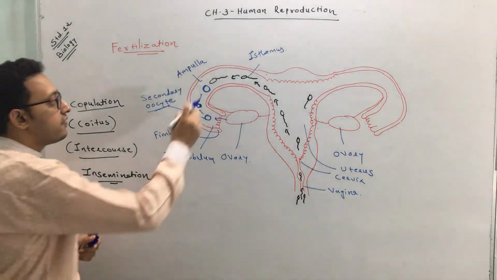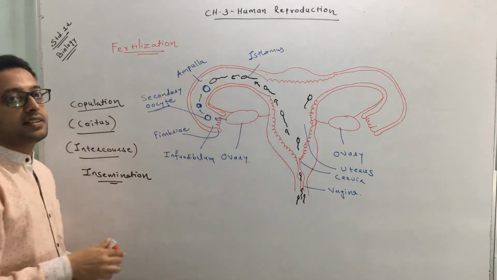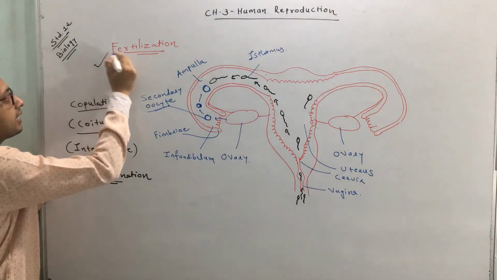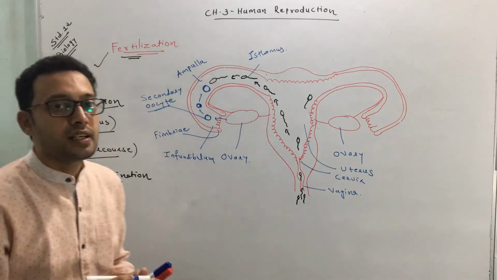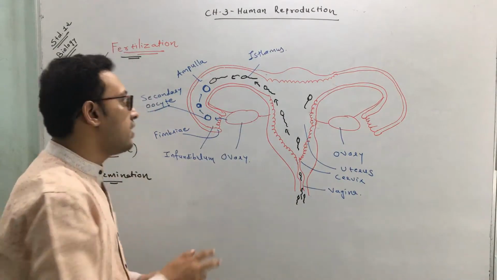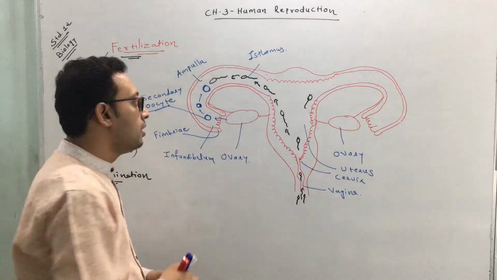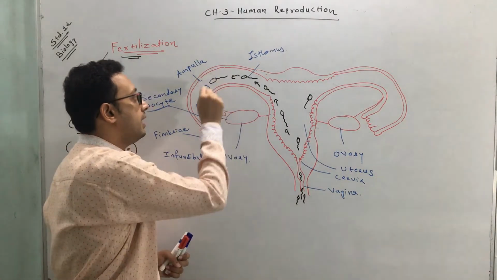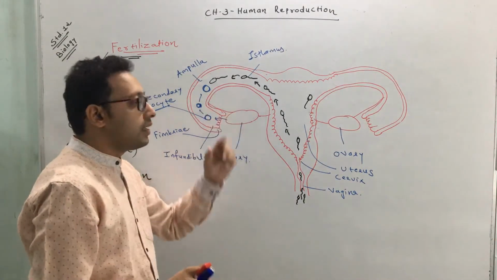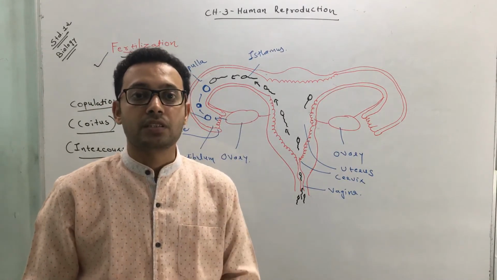Now, where the fusion of the sperm with the secondary oocyte, or ovum, takes place, this process is called fertilization. Thus fertilization takes place. For fertilization to occur in the female reproductive system, both gametes, the sperm and the ovum, should be brought together. If they are brought together, then the fertilization or fusion takes place.